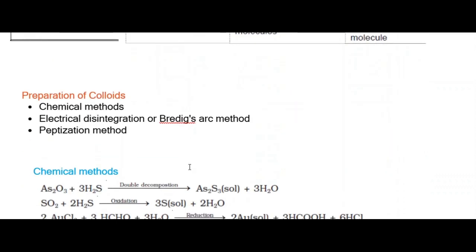Now let us move to the preparation of colloids. With regard to the preparation of colloids, there are three important methods: chemical methods, physical disintegration or Bredig's arc method, and peptization method. In the case of the first one, chemical method, the true solution is very, very small. Is it not? True solution is very small. The solute particle is very small.